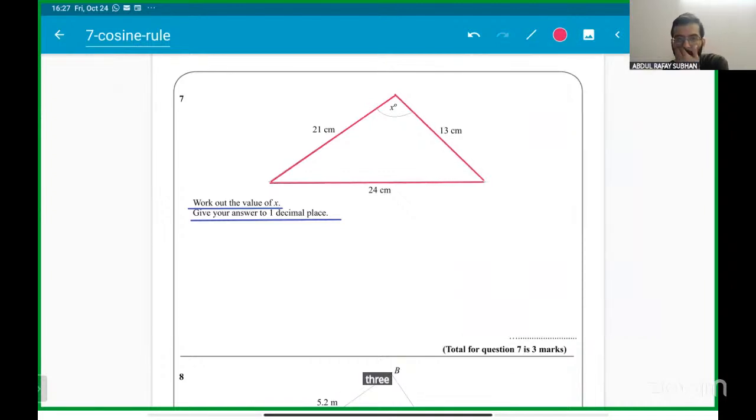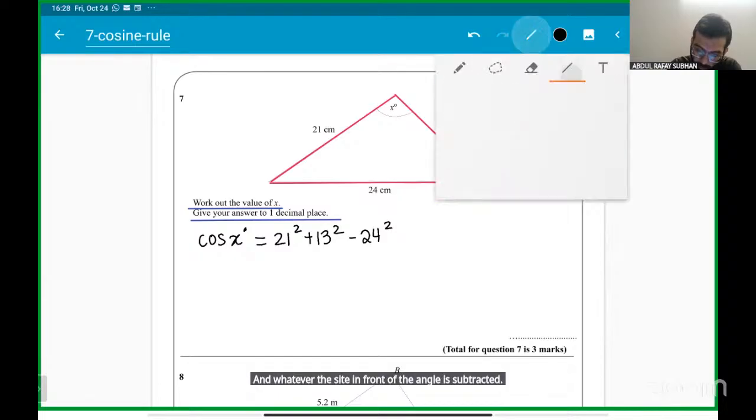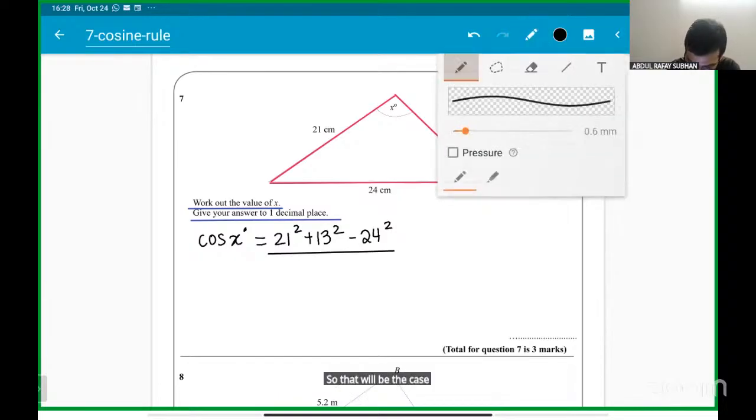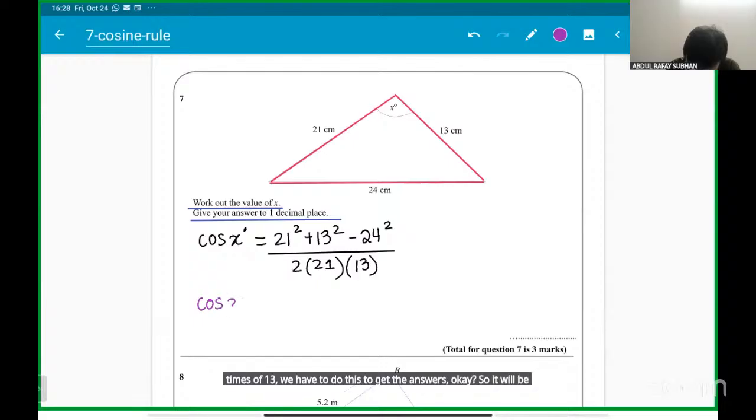Three measurements are available, so we just have to apply the formula to find the angle. Cos x is equal to the adjacent sides added, so 21 square plus 13 square, and whatever the side in front of the angle is subtracted, over 2 times 21 times 13. We have to do this to get the answer. So cos x is equal to 21 square plus 13 square minus the.